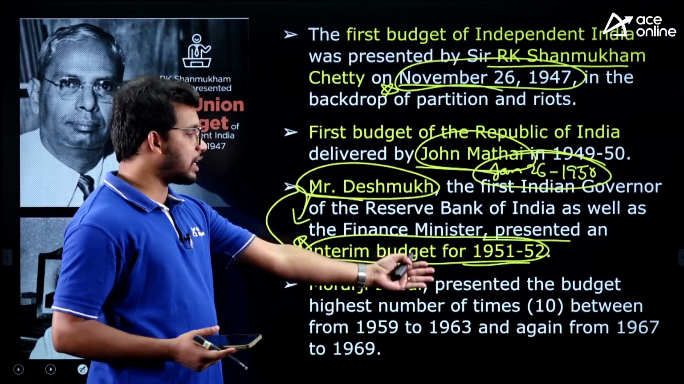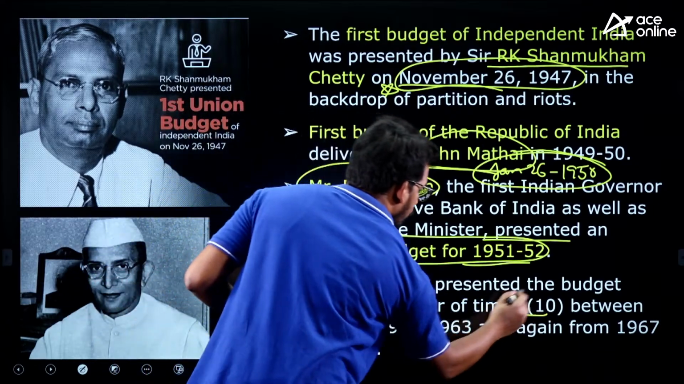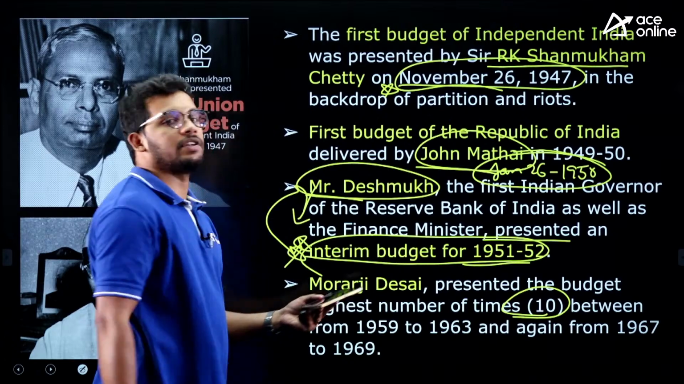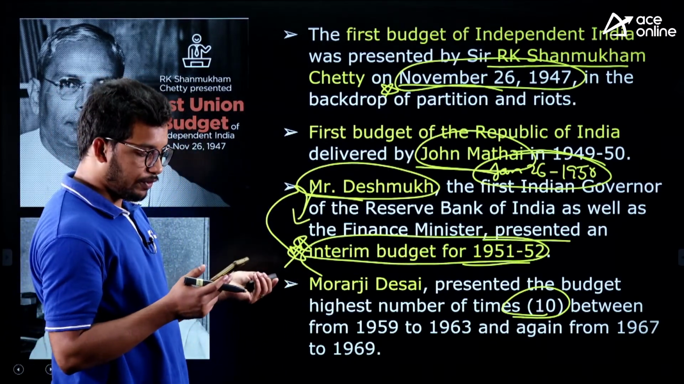So Morarji Desai presented the highest number of budgets in India. He put it forward 10 times. This will also be asked in the exam. Morarji Desai was the one who put forward the budget 10 times, the highest by any finance minister.